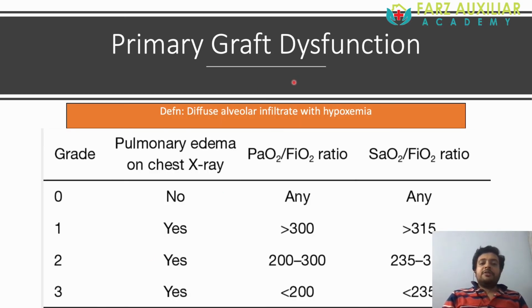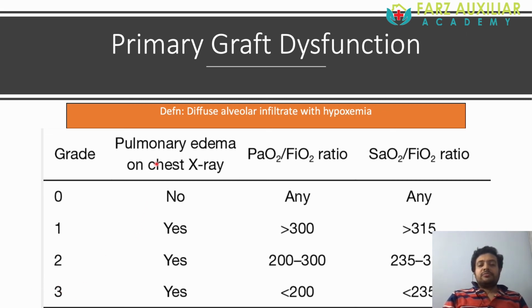Regarding primary graft dysfunction, it is defined as a diffuse alveolar infiltrate along with hypoxia. It has been graded on the basis of pulmonary edema and the PaO2/FiO2 ratio, or oxygen saturation by FiO2 ratio. It is graded from 0 to 3. Grade 3 usually carries a very poor prognosis, and usually extracorporeal oxygenation therapy is indicated in patients with grade 3.